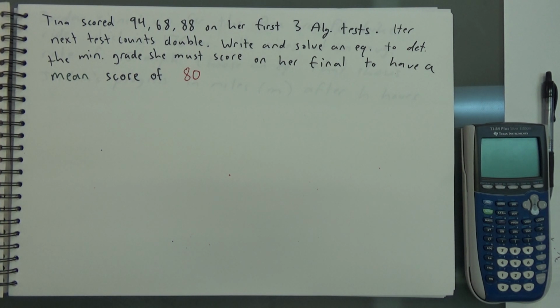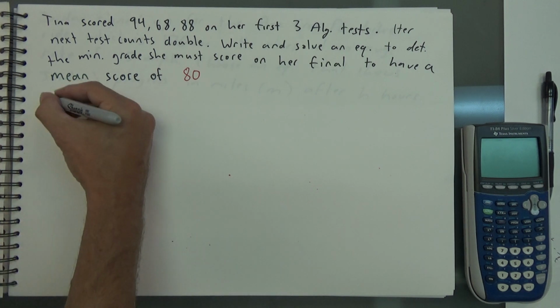Tina scored 94, 68, 88 on her first 3 algebra tests. Her next test counts double. It's a final and it counts double. Write and solve an equation to determine the minimum grade she must score on her final to have a mean score of 80. So it's basically if she's taken the 3 tests, she's got to take the 4th test. It counts double. What does she have to get to get an average of 80?